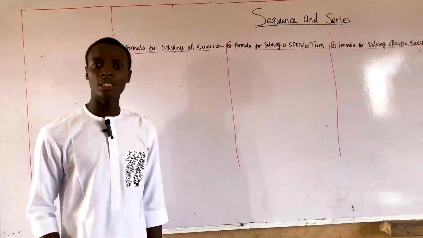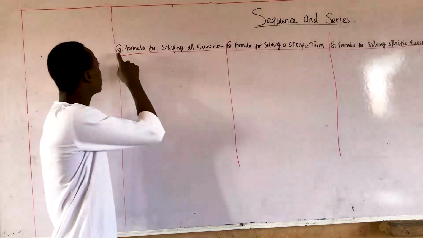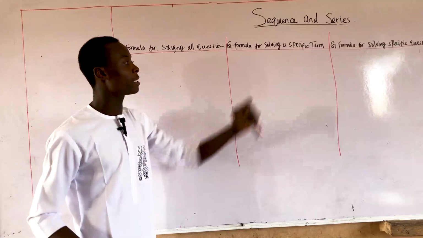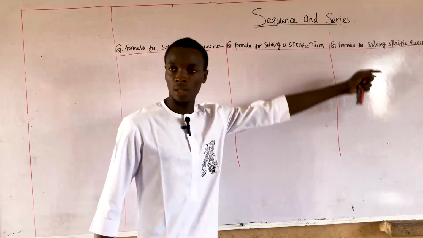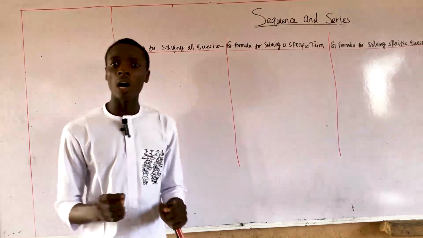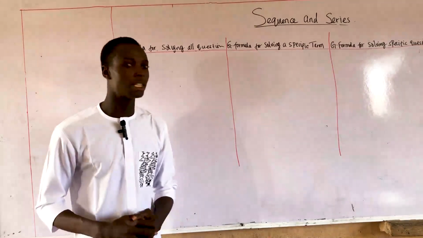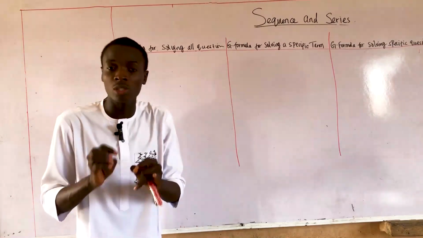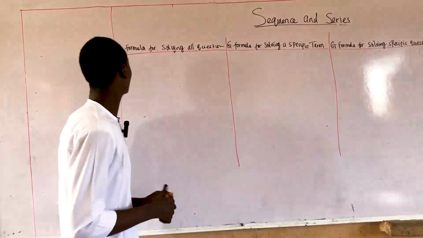We want to differentiate between the formulas in sequence. Now we already talked about all these formulas. We talked about the general formula for solving all questions, the general formula for solving a specific term, and also the general formula for solving a specific question. Now I'm going to teach you how to choose a suitable formula for your question. We have many formulas, so I'm going to teach you how to choose the one that is best for a particular question you may be given under this topic.